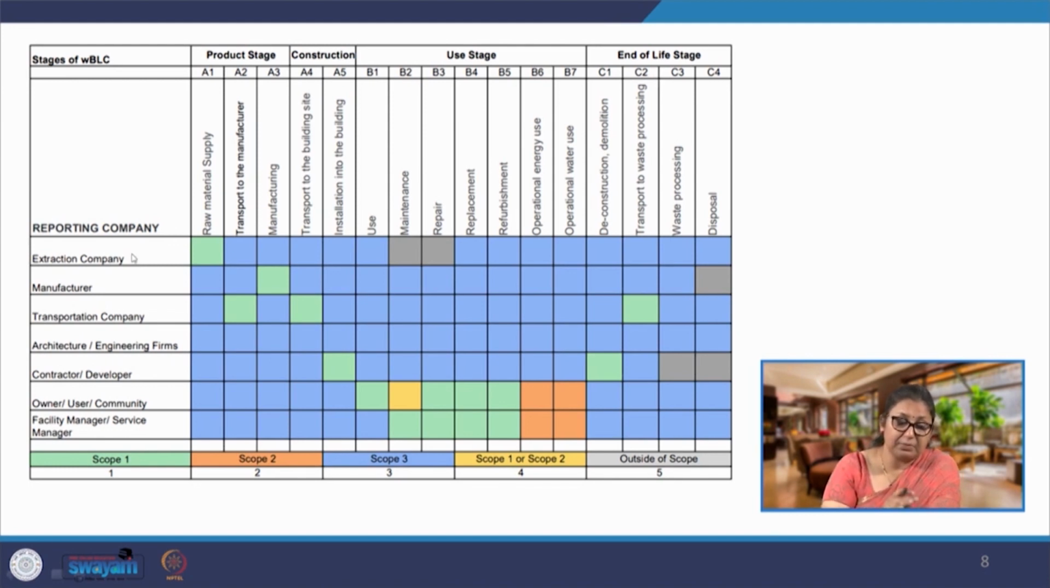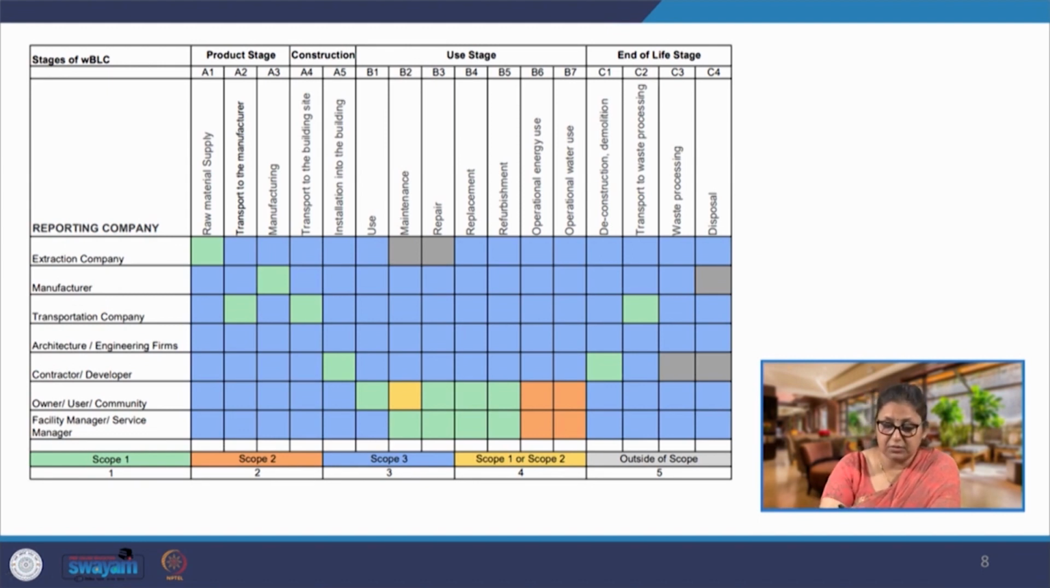Now, starting with the extraction company. The extraction company is involved in the extraction and supply of raw materials. For them, the direct emissions coming from extraction and supply of raw material are going to be counted as scope 1. So, the green is scope 1. This is scope 1 for them, and the entire downstream activity, all the emissions that accrue from that, is going to be counted as scope 3.